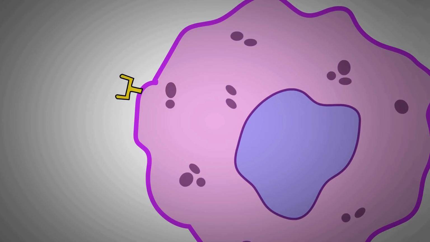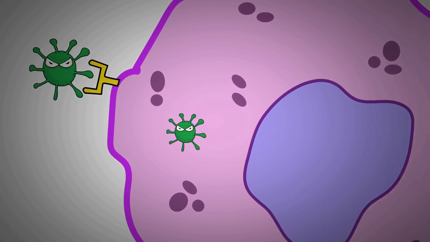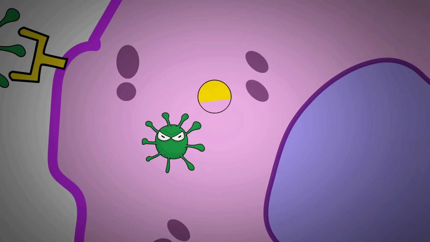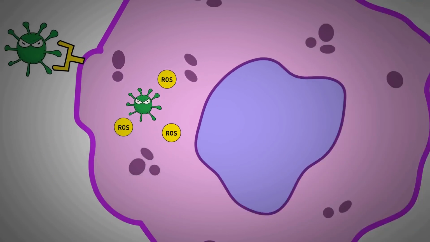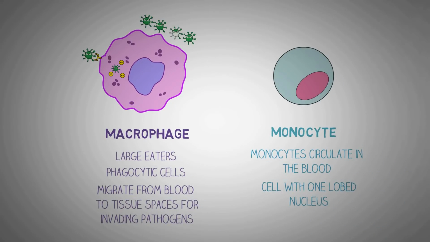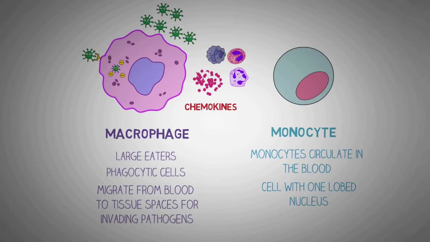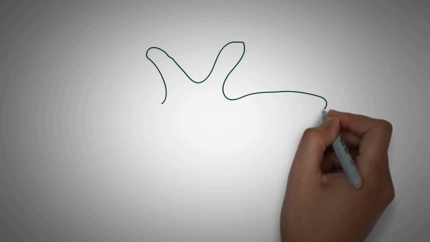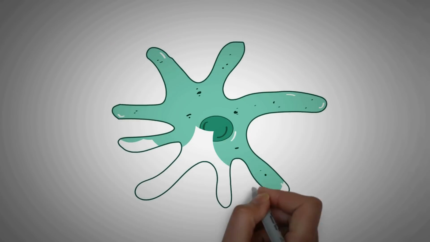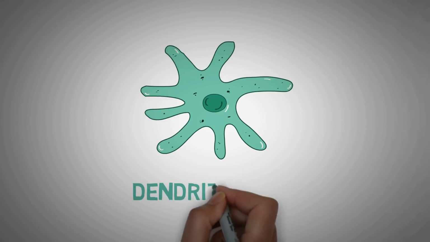The binding of bacterial molecules to the receptors on the surface of a macrophage triggers it to engulf and destroy the bacteria through the generation of reactive oxygen species. Pathogens also stimulate the macrophage to produce chemokines, which are special chemicals that attract other immune cells to the site of infection.